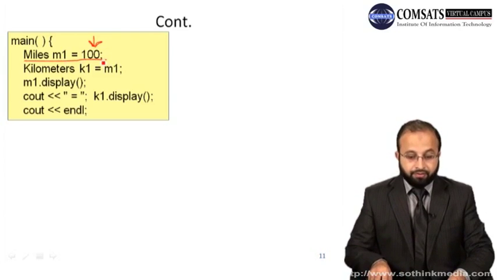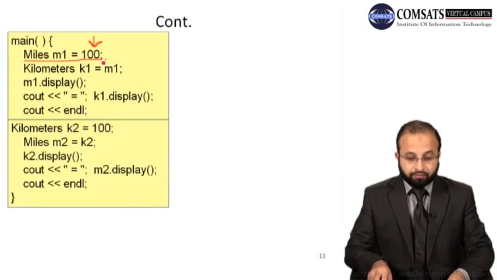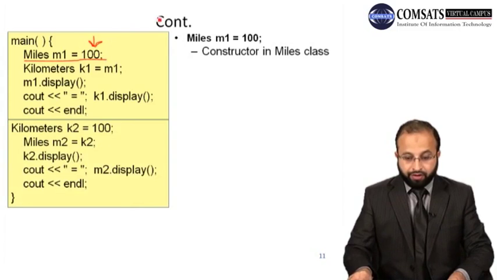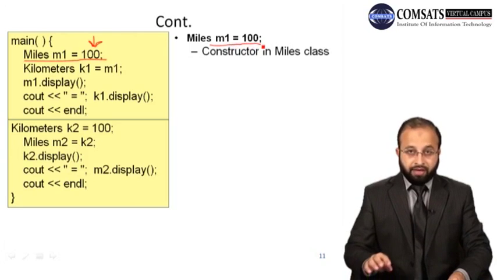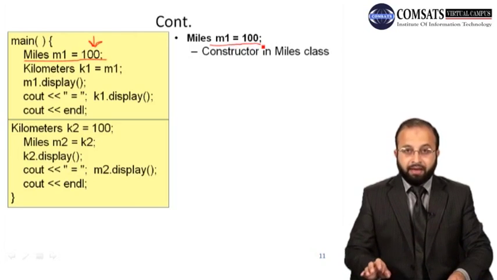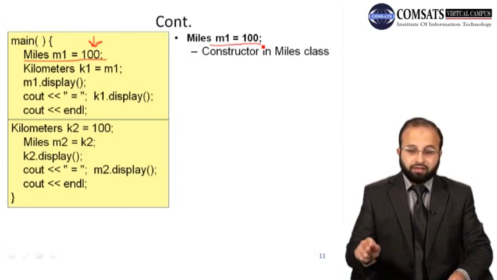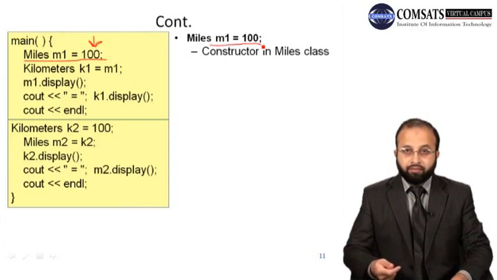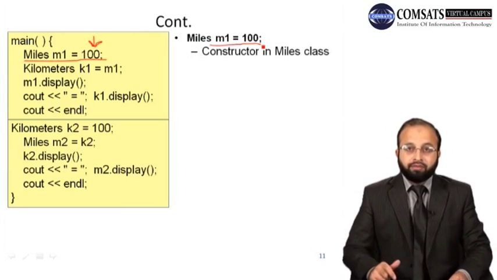So in this case, what will execute is the constructor in the miles class. Because you are creating an object, you are creating object m1 and during creation you are assigning it some value. So this is the same as if you write miles m1(100); with a semicolon. Okay, in which you are calling the constructor and passing a double value to that constructor, and what will that double value do? It will assign it to m1's private data member miles.